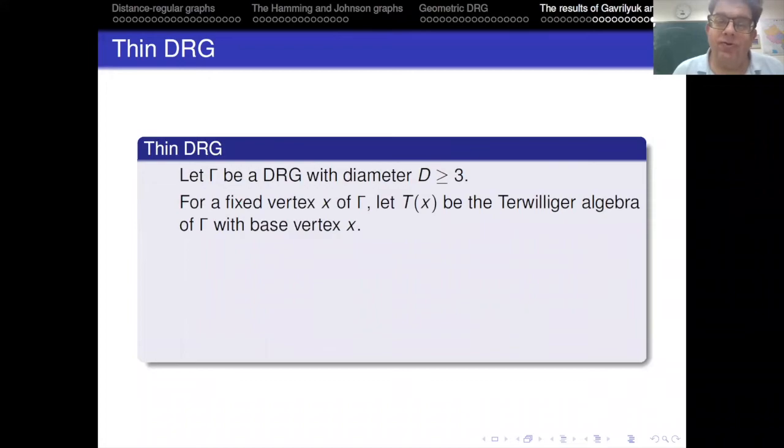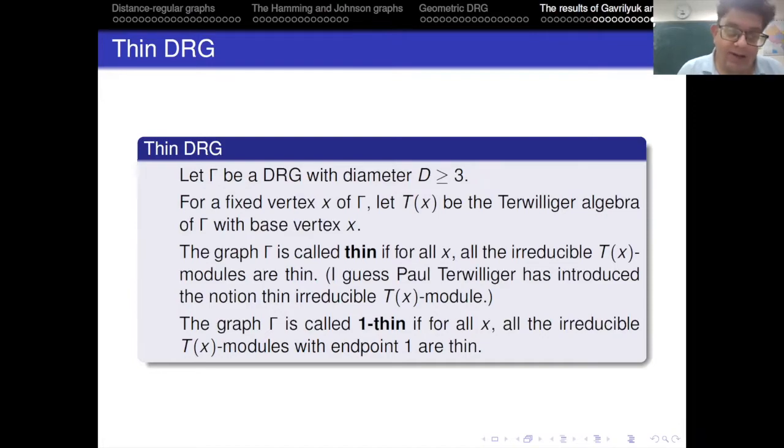So now I will introduce thin distance regular graphs. I'm not sure whether Paul already did this. Let gamma be a distance regular graph with diameter d at least 3, and for a fixed vertex x, let T_x be the Terwilliger algebra of gamma with base vertex x. The graph gamma is called thin if for all x, all the irreducible T_x-modules are thin, which means that all the dimensions are 1. We call it 1-thin if this holds for all vertices and all the irreducible T_x-modules with endpoint 1.